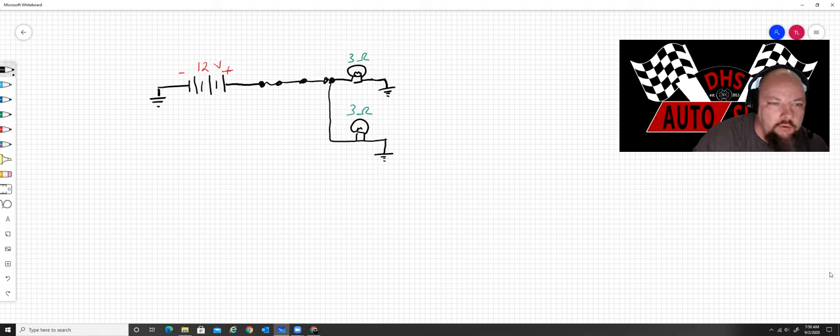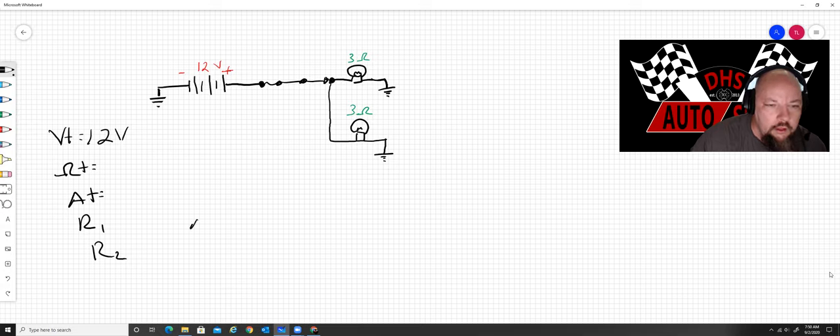Now, looking at this, you could say, hey, I have 12 volts total in the circuit. That's not a problem. Now, we look at these. Let's clean things up here so we could think a little bit here. Resistance total. You don't know that yet. Amperage total, you don't know that yet. Resistor 1 value we know. Resistor 2 value we know. Amperage 1 value we don't know yet. And the amperage 2 value we don't know yet. When you see R1 or R2 or A1, A2, it's referring to what's on the different branches. Okay, so the first branch, second branch, right?